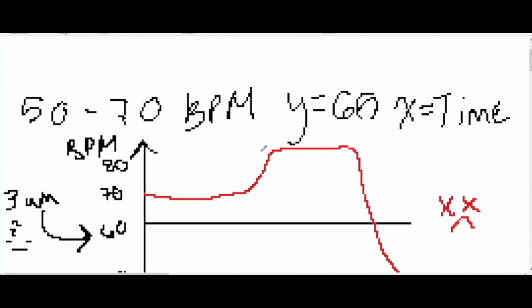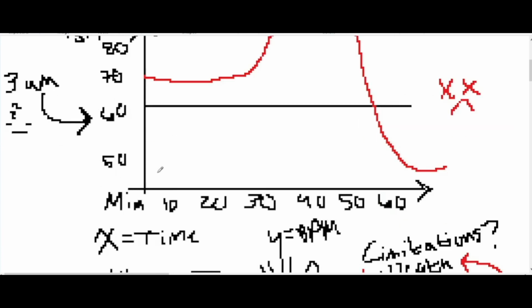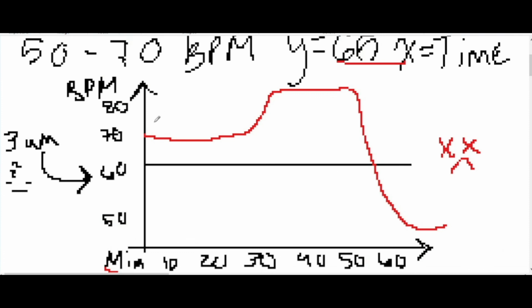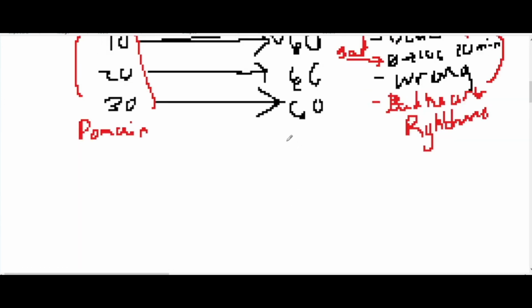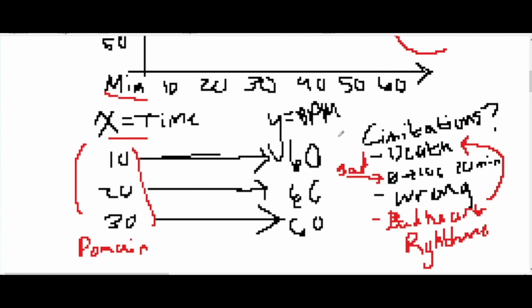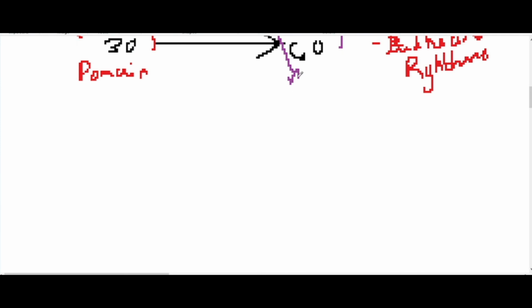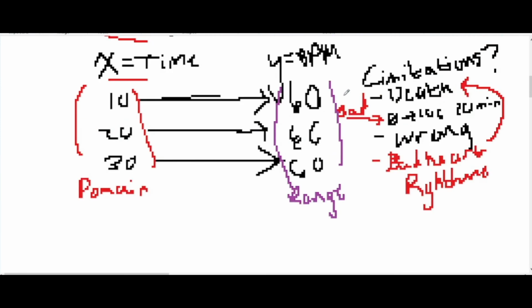So in this situation we have our y equals 60, our x is minutes. This is our domain. This right here is domain. And this, we'll do purple for this one, because purple's a pretty color, you guys. And this is our range. So as you can imagine, this is our domain and range. These are limiting factors.